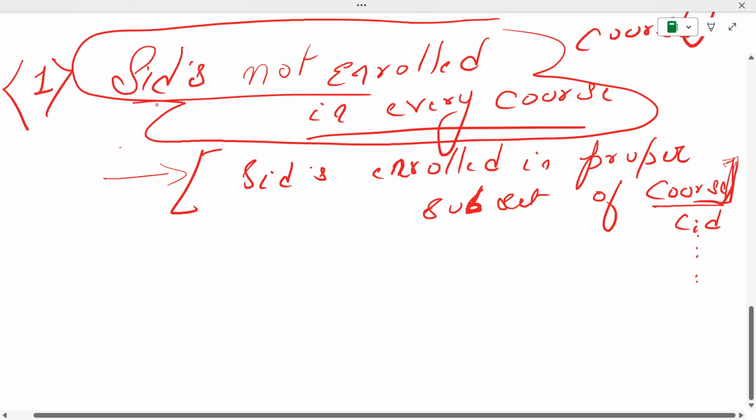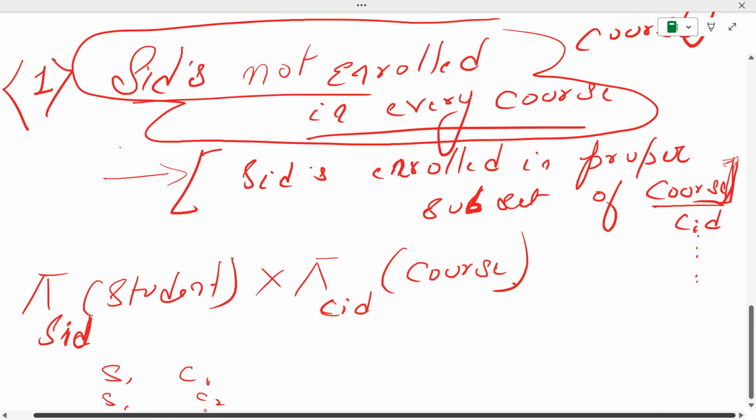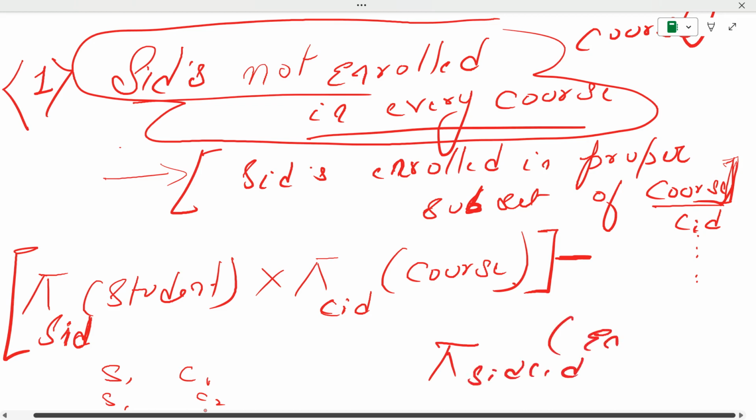Let's say we take the SID from student, and we cross multiply it with the CIDs from course. This gives us the SID CID combination. So for every student we have all combinations of course. If there is S1, then we have S1 C1, S1 C2, and so on for all courses. From that, we subtract the SID CID of enroll, the valid combination. So this might contain some invalid combinations, and from that we subtract the valid combinations.